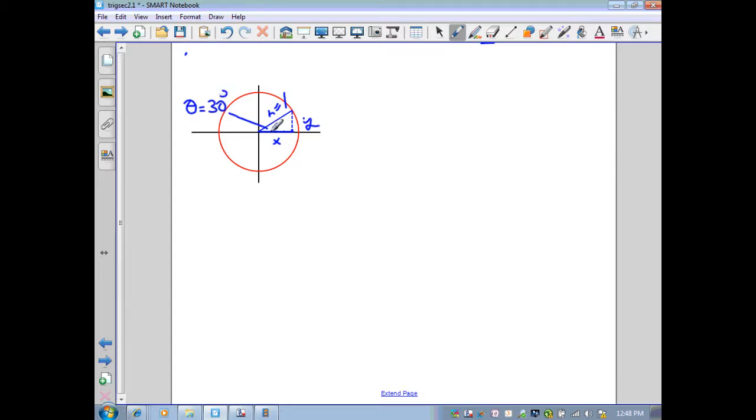If that's true, then I know that these 3 angles of the triangle must add up to 180. Since I have 90 and 30, this leaves our opposite angle to be 60 degrees. Well, there's our special right triangle, which is a 30, 60, 90 triangle.